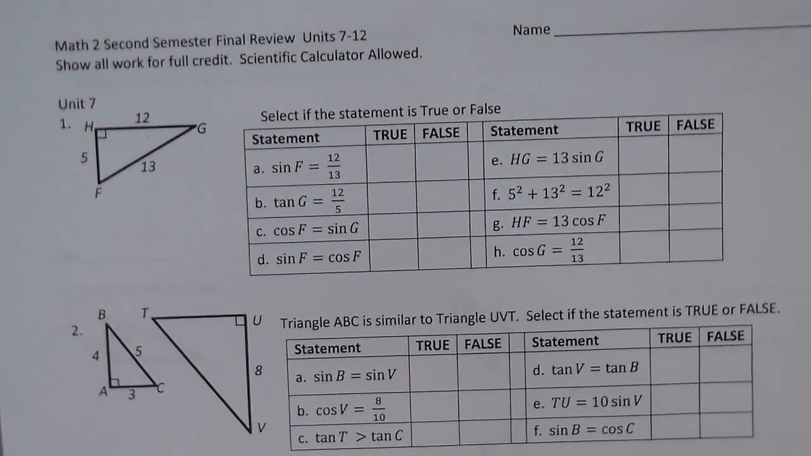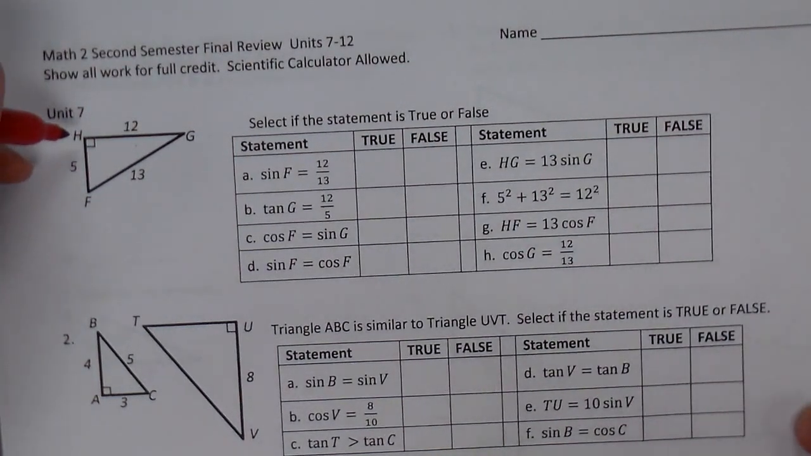So we're looking at the Math 2 second semester final. This covers chapters 7 through 12. I'm going to break them up into separate parts, and this will just be chapter 7, which looks to be problems 1 through 8 with the multiple parts involved. So we're starting with unit 7, number 1.